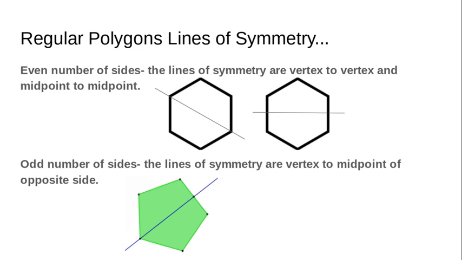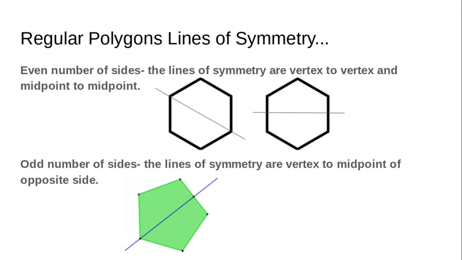If the regular polygon has an even number of sides, 4, 6, 8, 10, 12, and so on, then the lines of symmetry will actually be drawn in 2 different ways. Half of the lines will be from a vertex to a vertex. That's what this one is here on the left, a vertex to a vertex. The other half of them will be a midpoint to a midpoint, so from the middle of a side to the middle of another side.